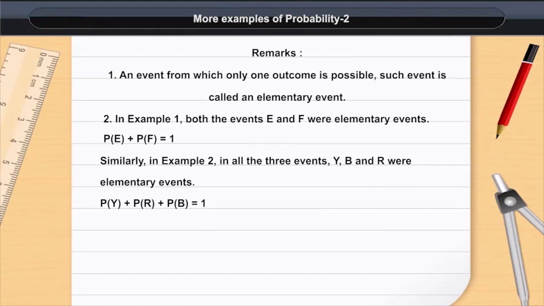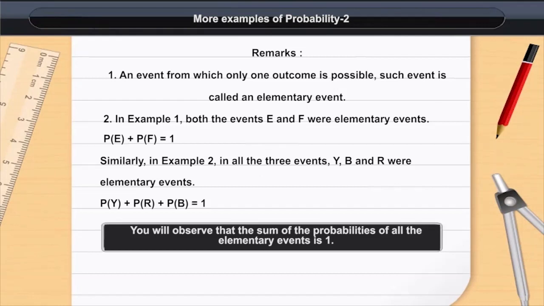Similarly, in example 2, all the three events, Y, B, and R, were elementary events. Note that P(Y) + P(R) + P(B) = 1. You will observe that the sum of the probabilities of all the elementary events is 1. This is true generally also.